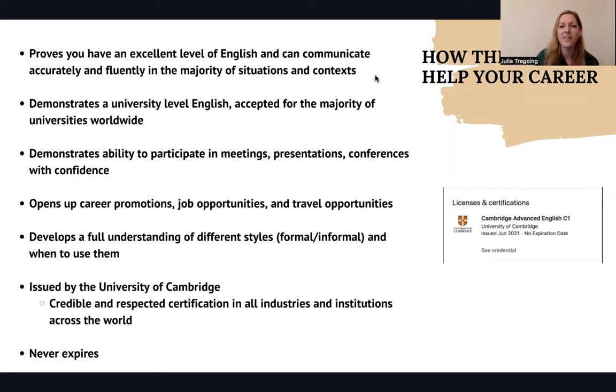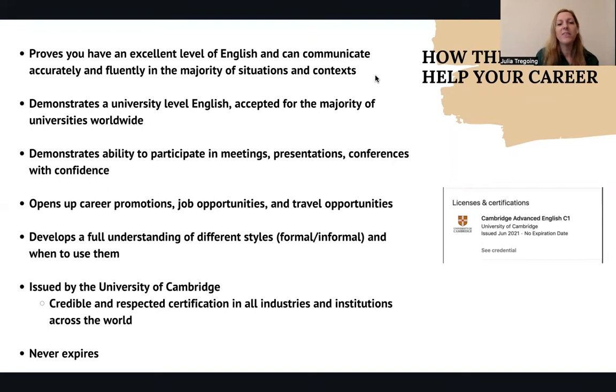The amount of students I've had that, once they got this exam, were inundated with interview requests, new promotions, business trips they were asked to go on. So it really does help open up a lot of opportunities. And of course, the exam itself is a great exam. I particularly love teaching this exam for reasons I will go into.